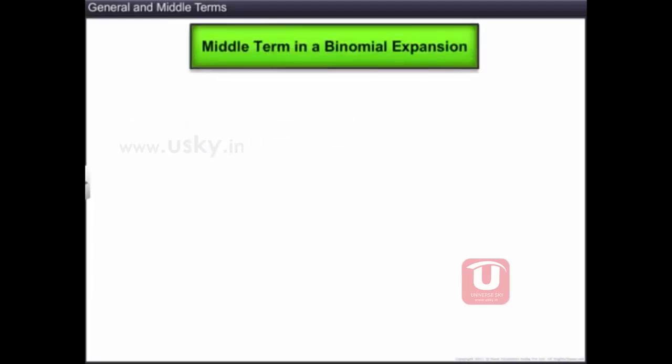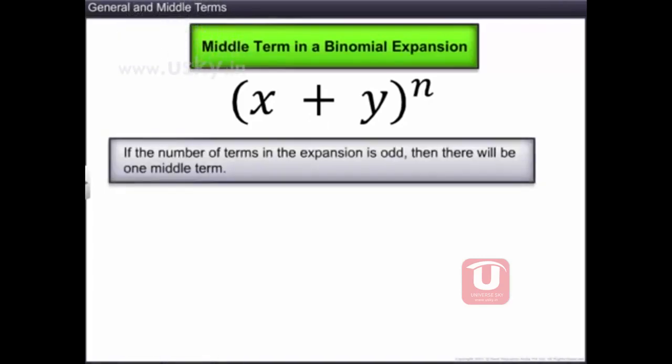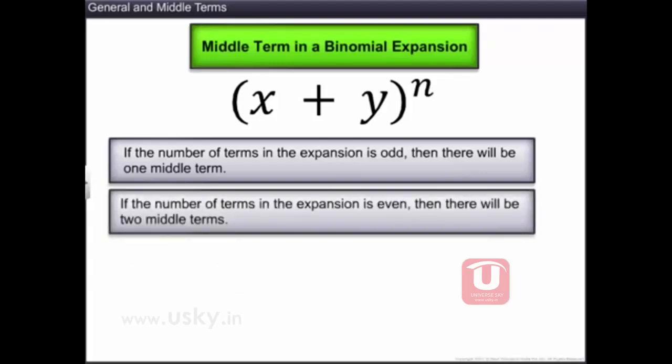Let us now find the middle term in the expansion of a binomial. Let's first get the concept of middle term clear. If the number of terms in the expansion is odd, then there will be one middle term. If the number of terms in the expansion is even, then there will be two middle terms. Thus, the number of middle terms in an expansion depends upon the index of the binomial.